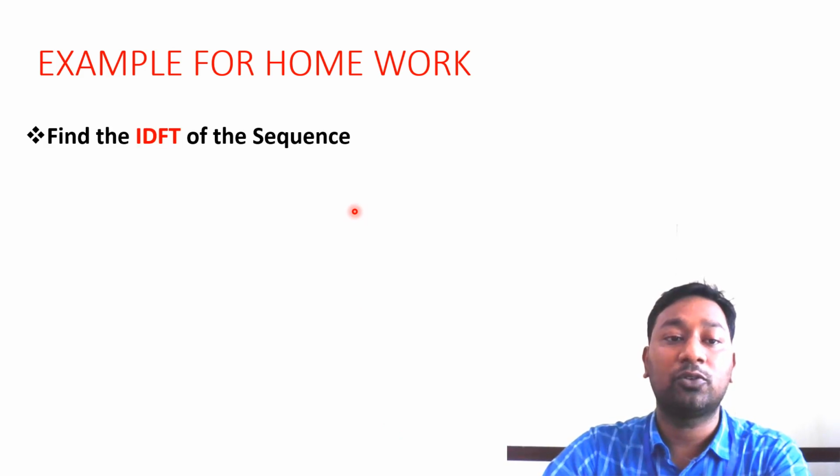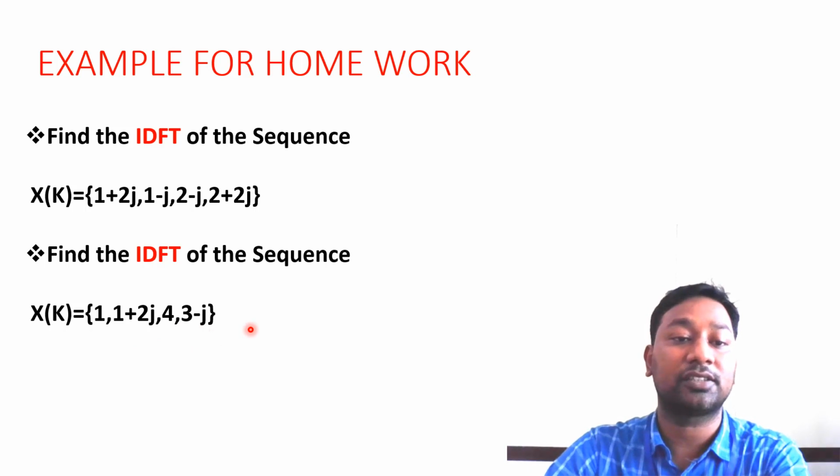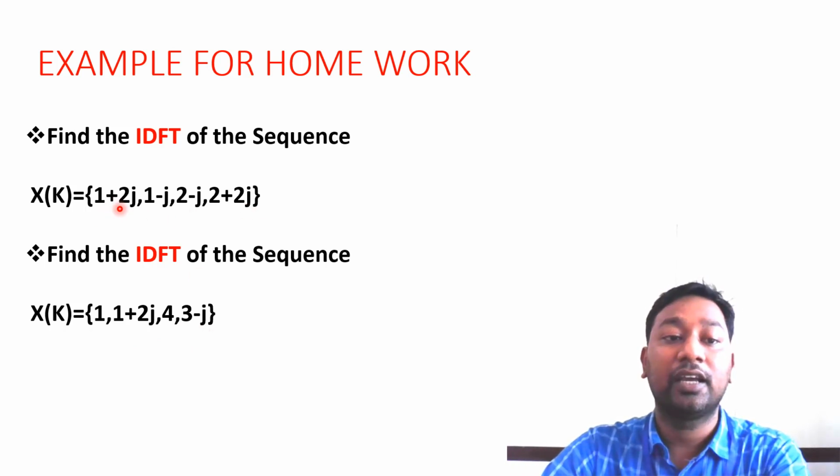Now we will see an example for homework. Find the IDFT of the sequence x of k: 1 plus 2j, 1 minus j, 2 minus j and 2 plus 2j, and the IDFT of the sequence 1 plus 2j, 4 and 3, minus 3. First you should convert it to natural order and complex conjugate form, then solve the problem. The output will come as 4 into x inverse conjugate n, then divide the value by 4 and we will get the output.